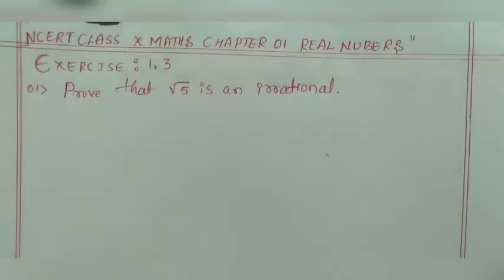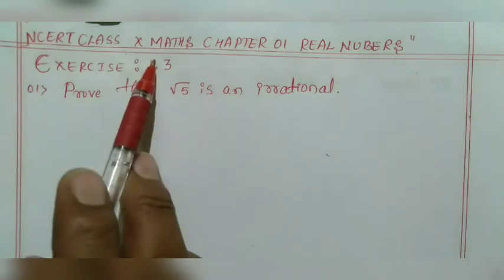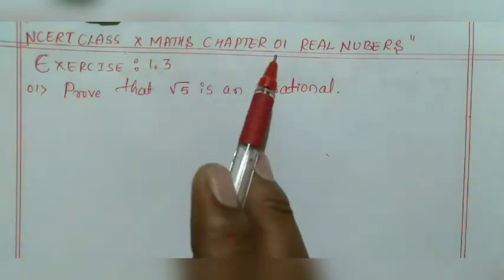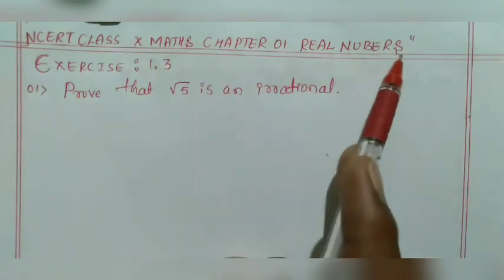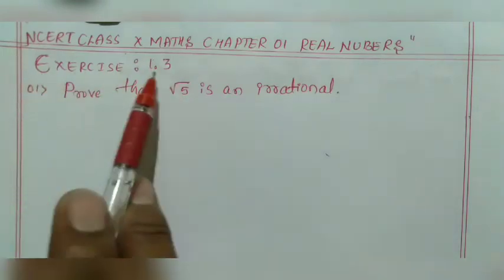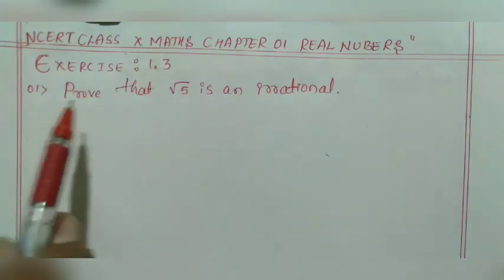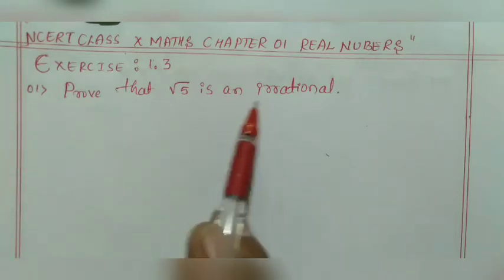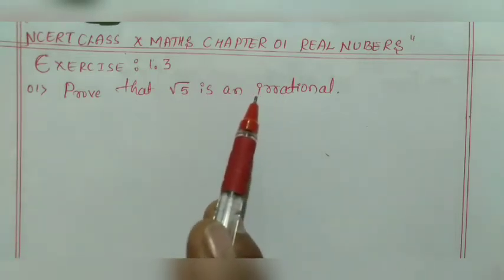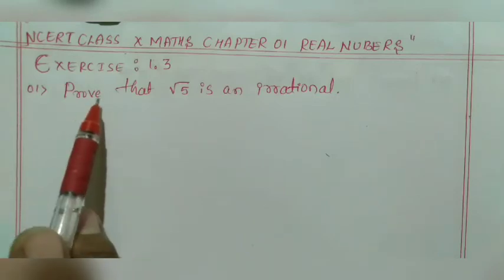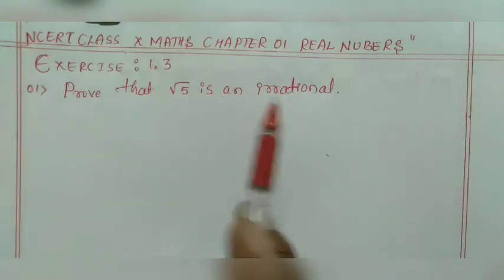Dear students, today I will discuss NCERT Class 10 Math, Chapter 1, Real Numbers. Exercise 1.3, and the question is: prove that root 5 is an irrational number. This is the question. So first I will explain what is meant by irrational.